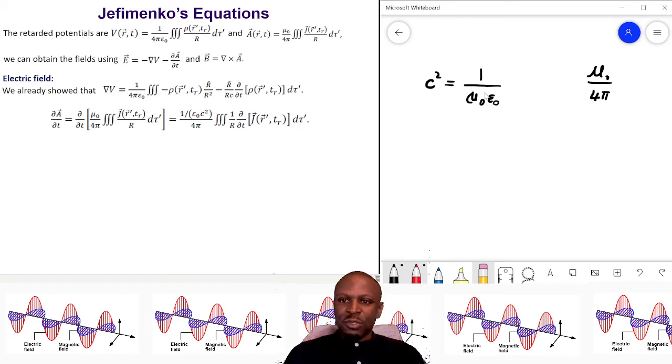Now, in that case, you make mu a subject of the formula. When you make mu a subject of the formula, in this case, what are you going to have? Mu naught is just going to be 1 divided by C squared epsilon naught. So now, whenever you see mu naught, this is what you are going to write.